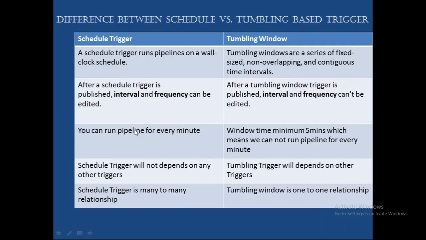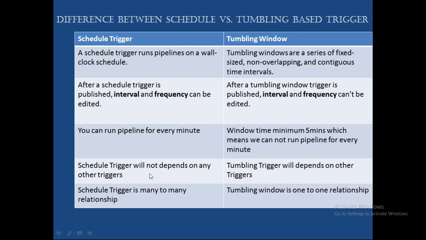Difference between schedule and tumbling trigger, but we have a few more things that I have not included. See, a schedule trigger runs a pipeline on a wall clock schedule, but tumbling windows are a series of fixed-size, non-overlapping and contiguous time intervals. Okay, we saw this difference yesterday. Now after a schedule trigger is published, interval and frequency can be edited. See, in schedule trigger you can edit all the things, but in tumbling window we cannot change. You can run a pipeline every minute also, it is possible here. But window time is minimum 5 minutes, which means we cannot run a pipeline every minute. Window time is minimum 5 minutes.